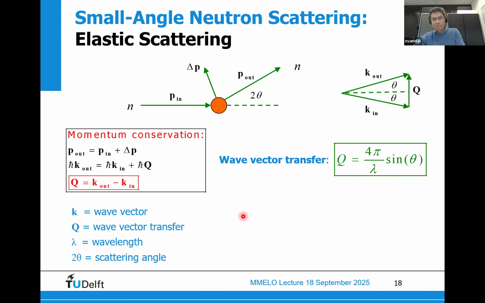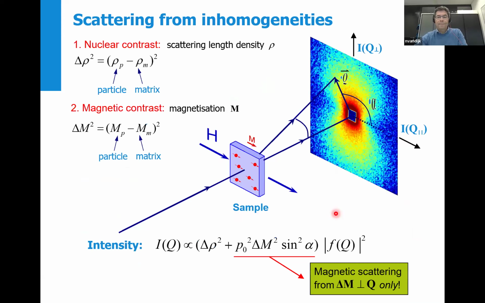So this is terminology. What does a SANS experiment actually measure? If we put a sample inside the beam which has inhomogeneities of a size between 1 nanometer and 100 nanometers, you will see an interference pattern at the back, which is caused by the particles that are embedded in the sample.